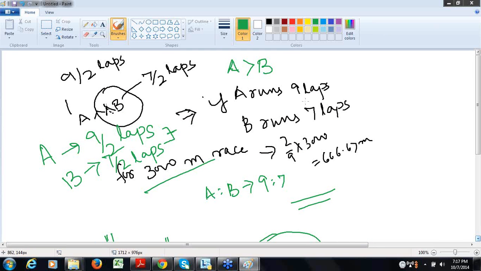So A runs 9 laps, so B will run 7 laps. Everybody clear with this? So if it is a 3000 meter race, then how much head start should A give? 2 by 9 into 3000. That is very easy, because there is a difference of 2 laps, so 2 by 9. If it is giving a head start, then both will reach the end point at the same time. So 2 by 9 into 3000, that means 666.67 meter. Everybody clear or still has a problem?